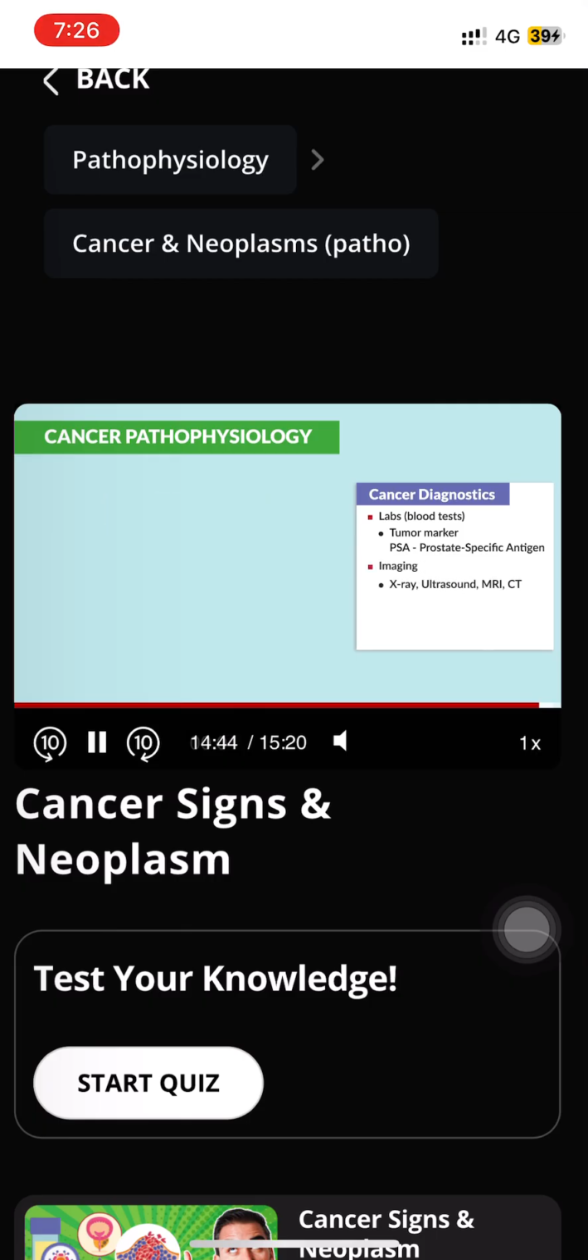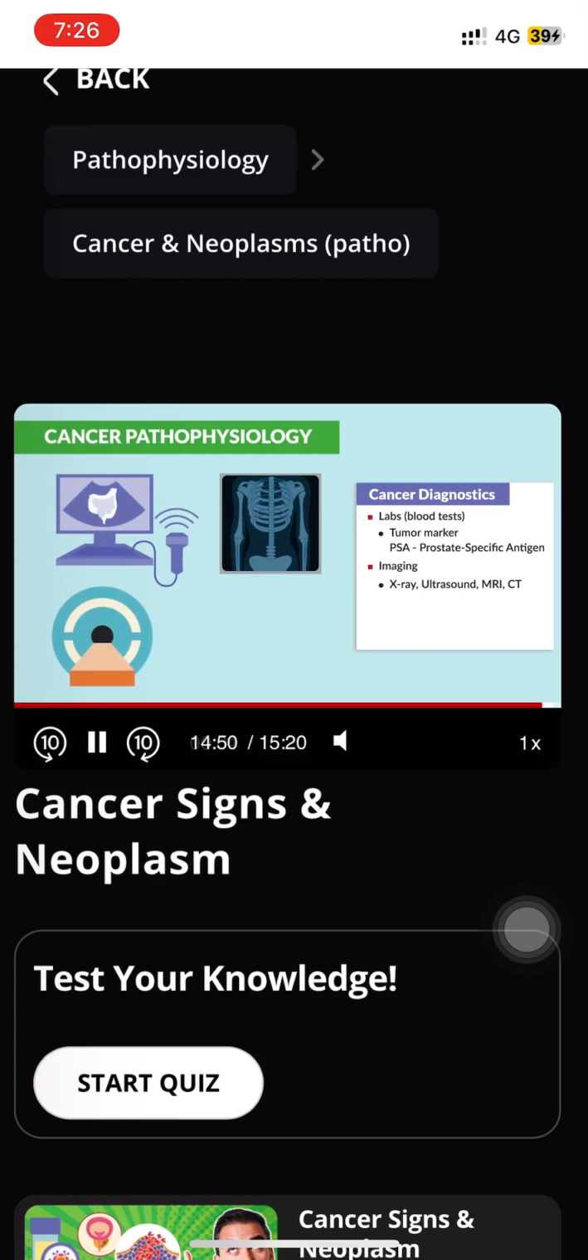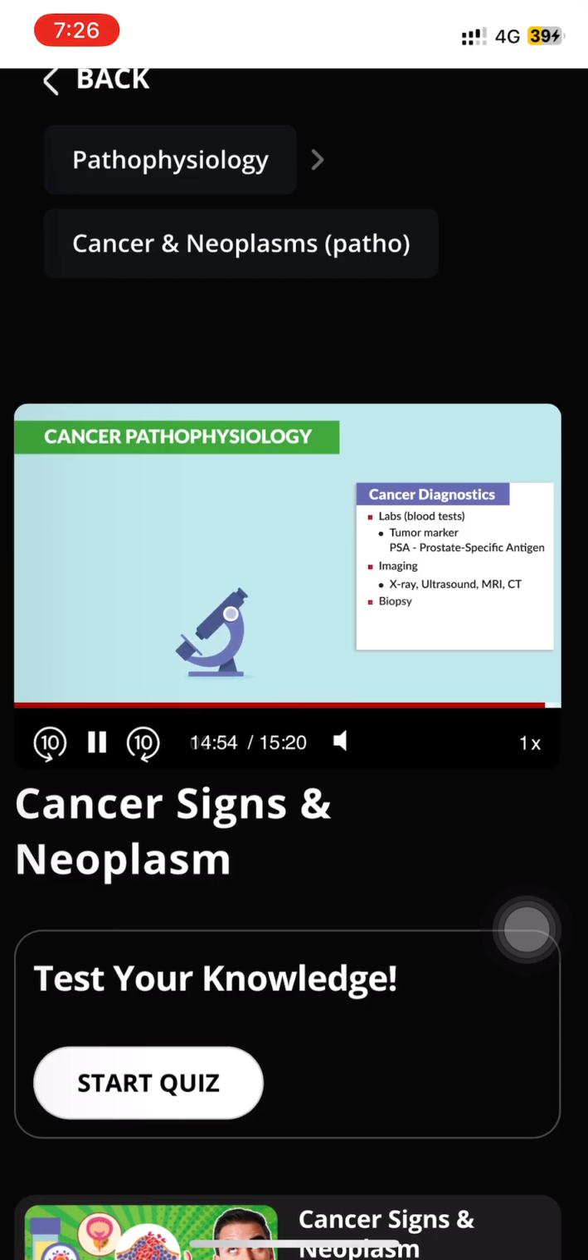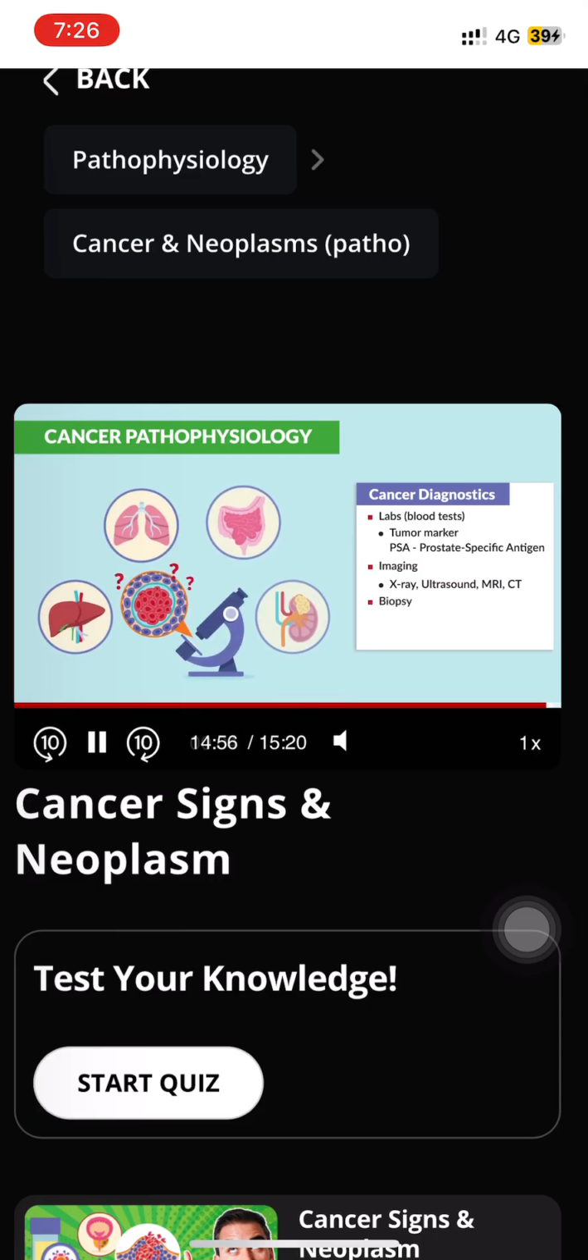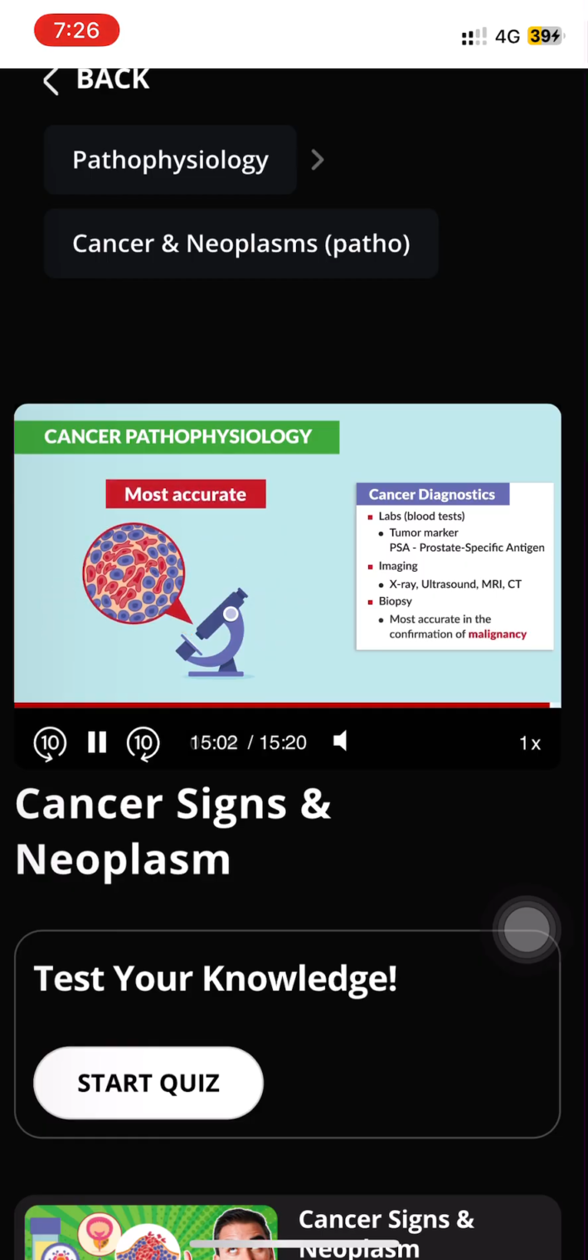So imaging can also be used to visualize the tumors. So for example, X-rays, ultrasounds, MRIs, and even CT scans. Now, if cancer is suspected, a biopsy can always be taken, where we take a small sample of tissue to see if a tumor is cancerous or benign. This is considered the most accurate in confirming malignancy, meaning cancerous.